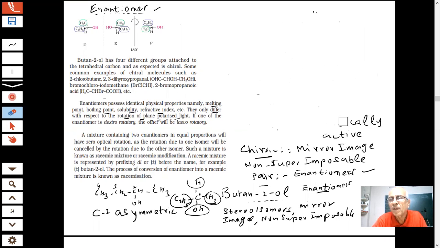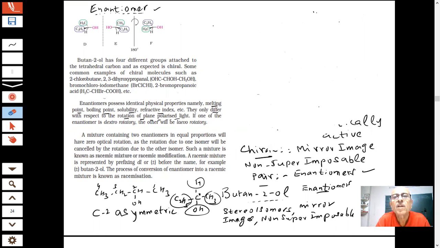Now we are coming to more important points. We have told you what are enantiomers, what are optically active compounds. This we have learned. Now, for example, they gave you questions like this.